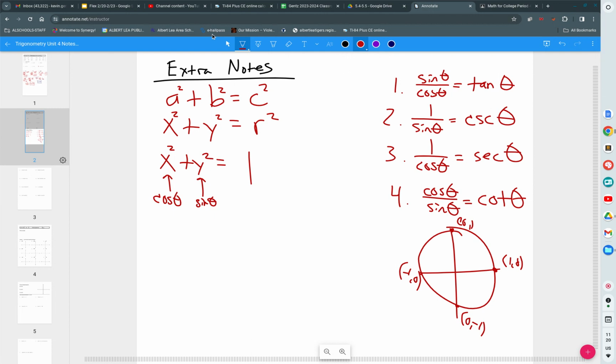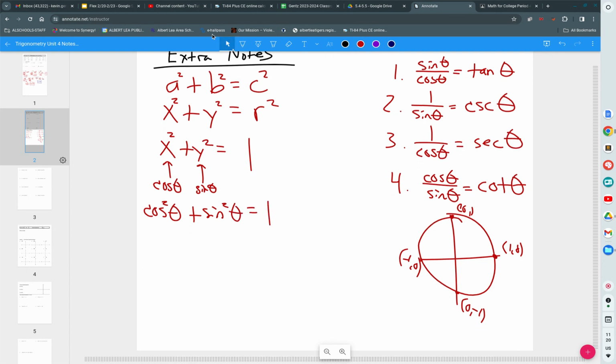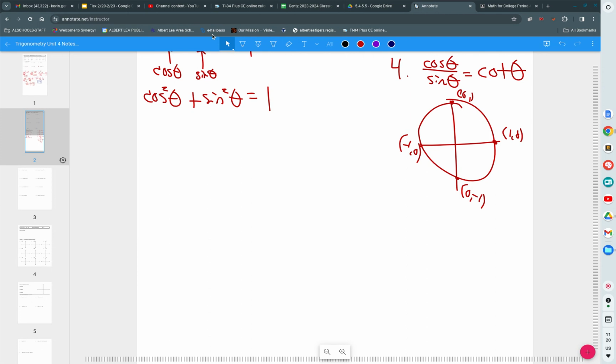Notice if I put cosine in for x, it becomes cosine squared of theta. And if I put sine in for y, it becomes sine squared of theta is equal to 1. And most notably, this is written as sine squared first. Sine squared of theta plus cosine squared of theta is equal to 1.